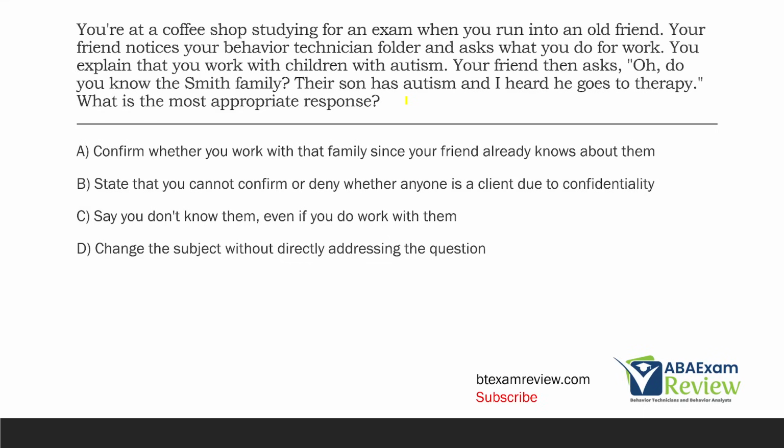Now, we have several things that ensure we keep our clients and stakeholders' privacy, right? HIPAA being the legal reason we have to maintain privacy.